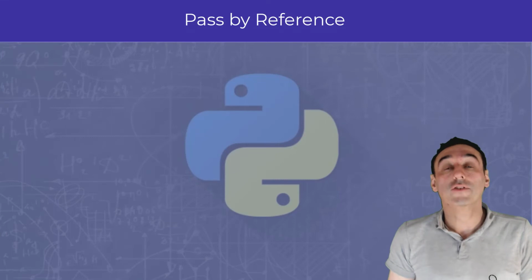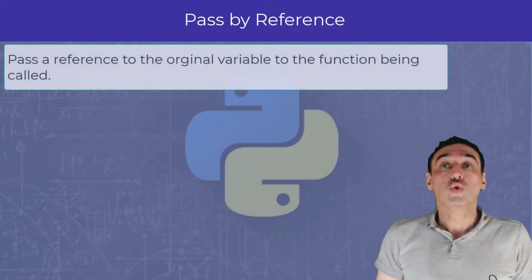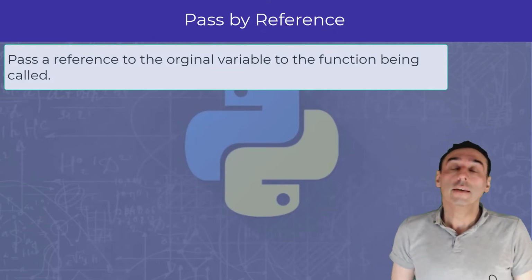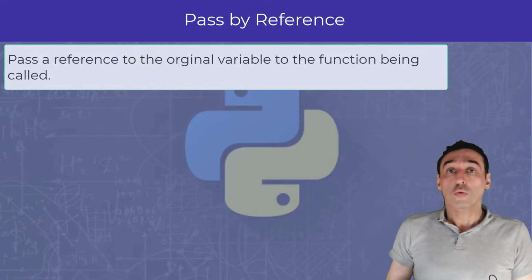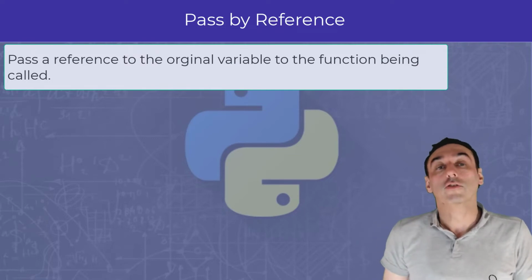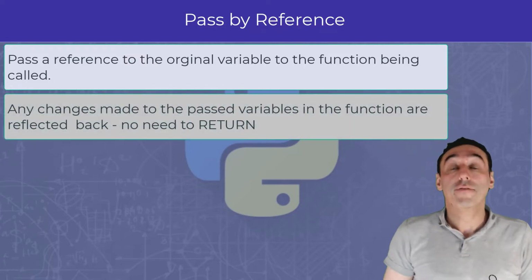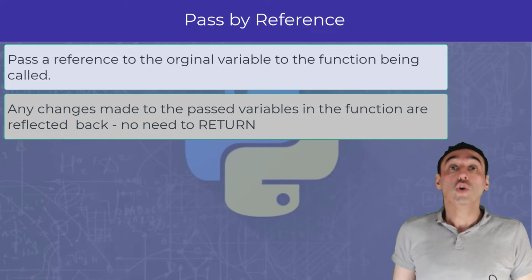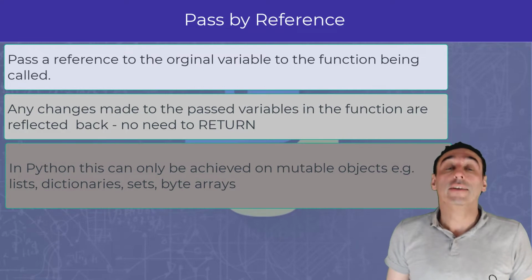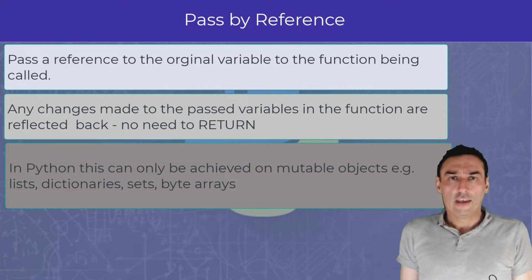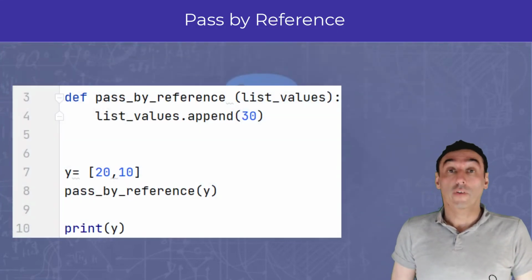So pass by reference is slightly different. Instead of sending a copy of the variable to the function you are calling, we are sending a reference to the variable that you are sending to the function. So any changes made to the variable within the function are automatically reflected back to the variable where it was called from. Now we can only do this in Python using mutable objects, that is, lists, dictionaries, sets, and byte arrays. So to illustrate my point, let's look at the following program.